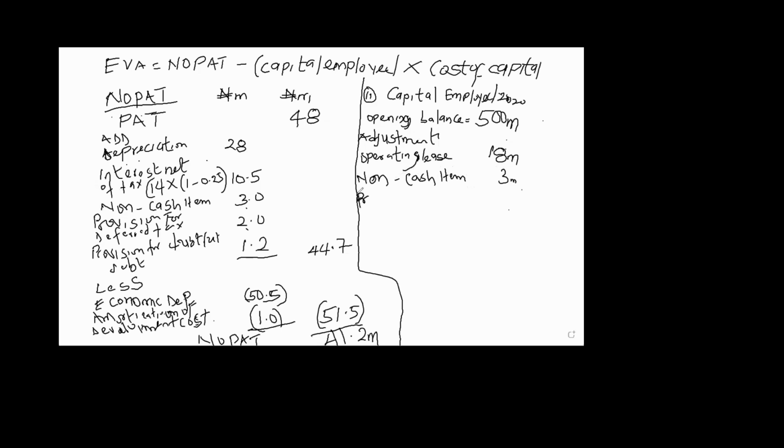Provision for doubtful debt. Doubtful debt will affect your current assets. Your doubtful debt is coming from trade receivables. Trade receivables is part of your current assets. Now is the differential.